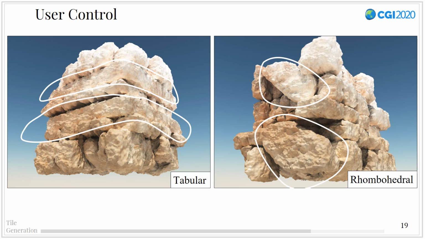We also provide control to the user, who can prescribe specific blocks in the tile. Here you see an example of tabular and rhomboedral blocks manually placed by the user in an equidimensional tile. The fracturing process adapts and synthesizes blocks all around the user's blocks, creating a tile with two types of blocks.